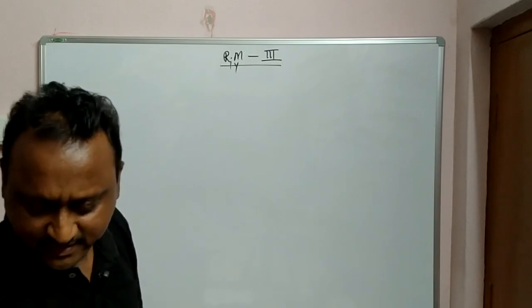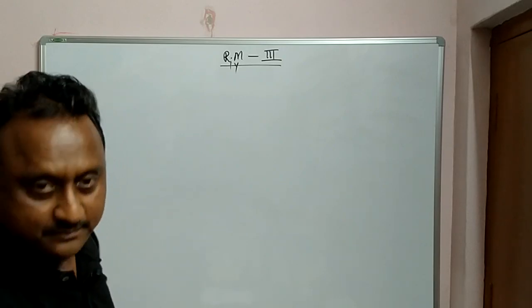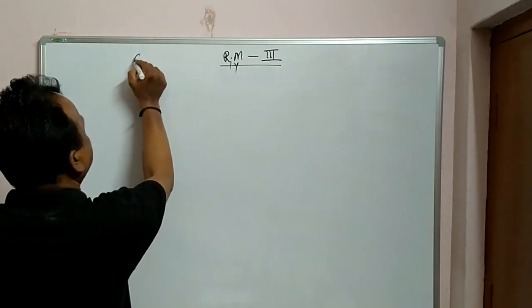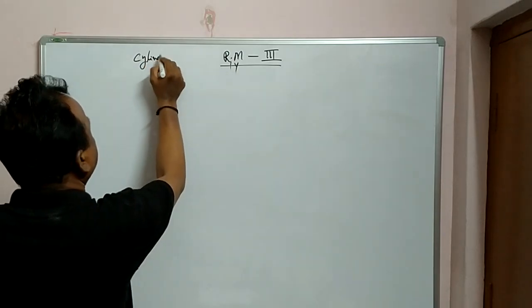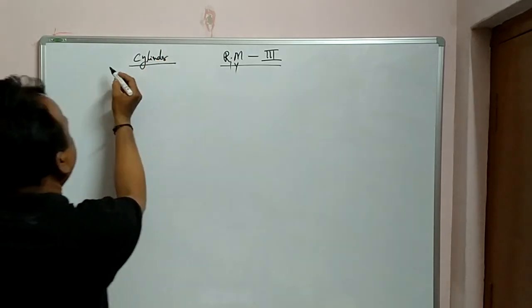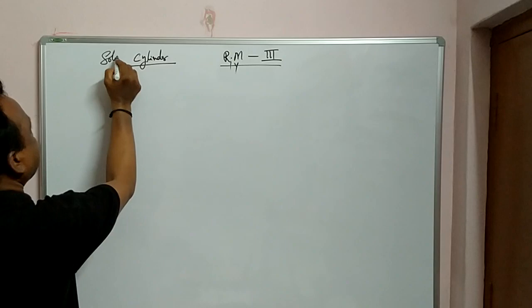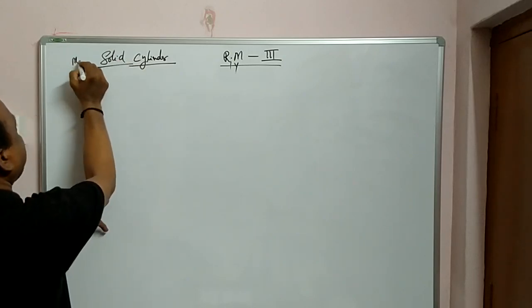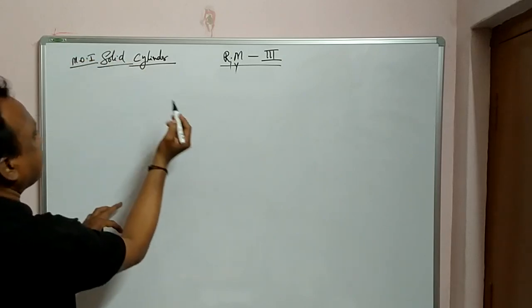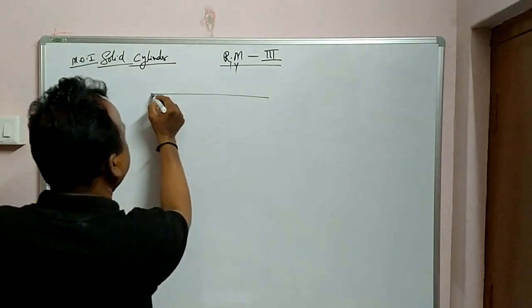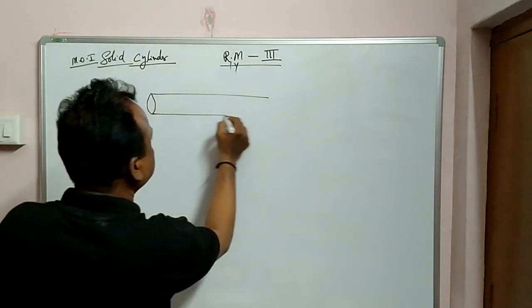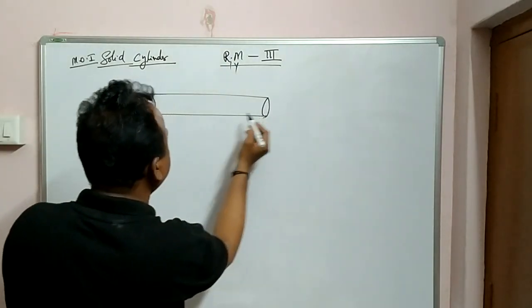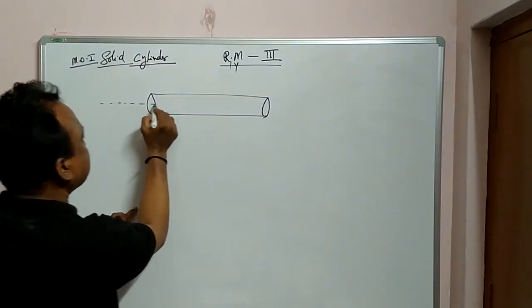So the next item, we will go for the cylinder. Cylinder. Now, let us go first to the solid cylinder. Moment of inertia of a solid cylinder. So you can see this is a cylinder. Suppose this is the main axis.